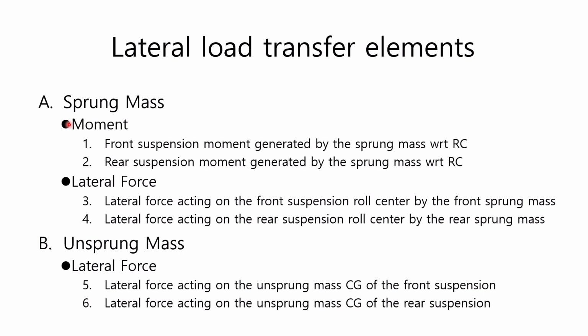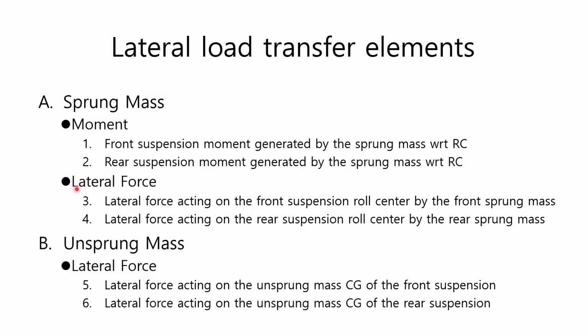As explained in the previous video E0075, if we introduce the concept of the roll center, the force generated by the lateral acceleration at the center of gravity of the sprung mass is divided into the force transmitted to the spring and anti-roll bar in the form of a moment, and the force that acts laterally to the roll center and is transmitted to the suspension link. The moment transmitted to the spring and anti-roll bar can be divided again into the front suspension moment generated by the sprung mass with respect to the roll center and the rear suspension moment generated by the sprung mass with respect to the roll center.